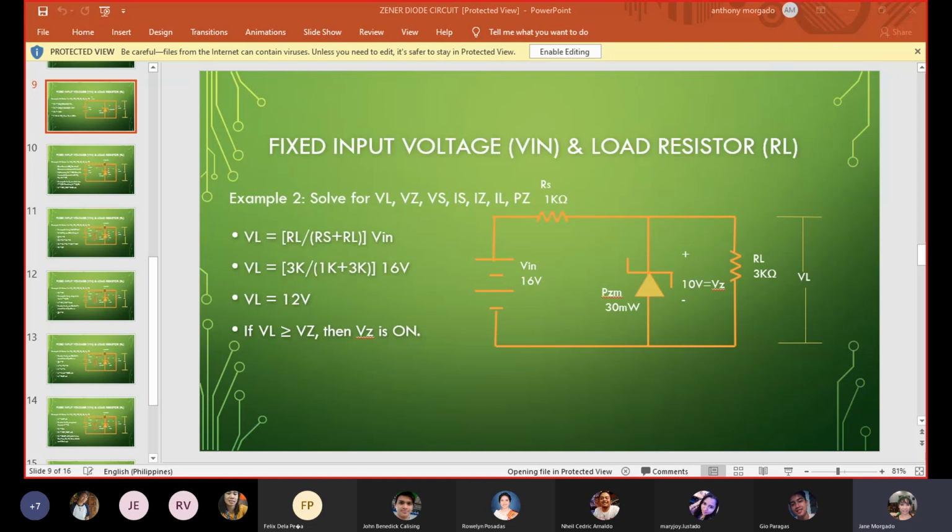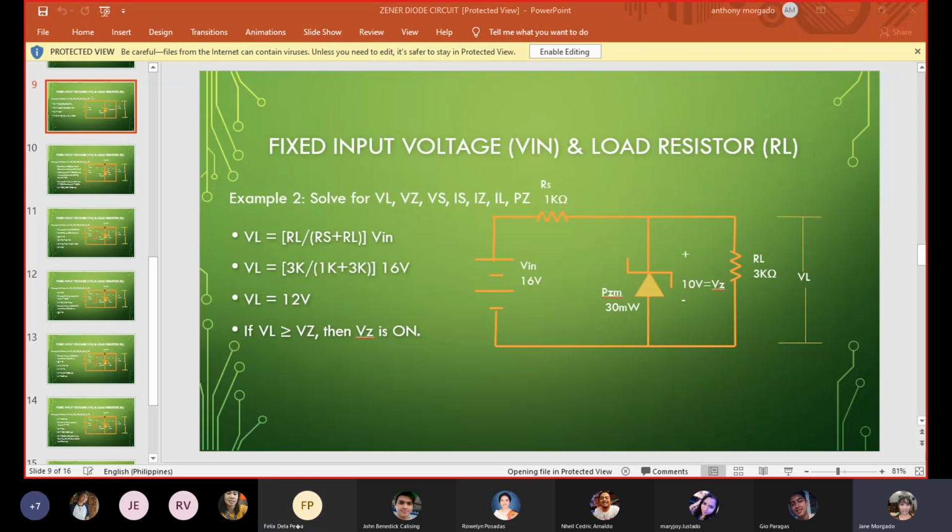So if that is so, it would appear that RS and RL are connected in series with respect to the input voltage, and by using voltage divider principle, we have 3K over 1K plus 3K times 16 volts. So voltage across RL now is equal to 12 volts. Okay. Question? Question? Clear?